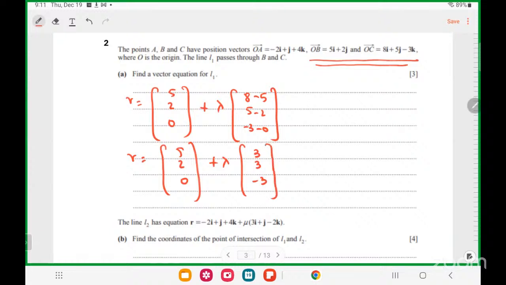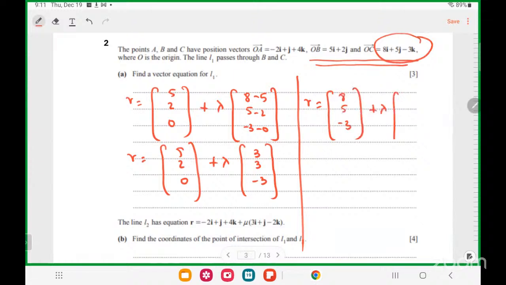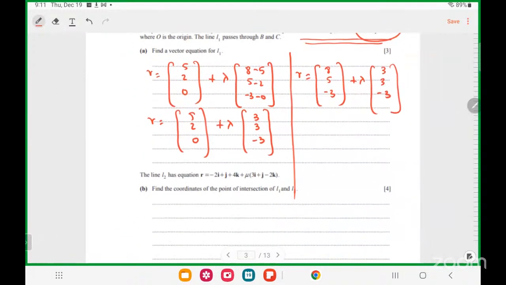Agreed? If on the other hand, someone decides to use this point instead, (8, 5, -3), plus lambda times the directional vector, which will obviously remain the same, then this is also acceptable. Both are correct. Are you all with me? The line L2 has this vector equation.